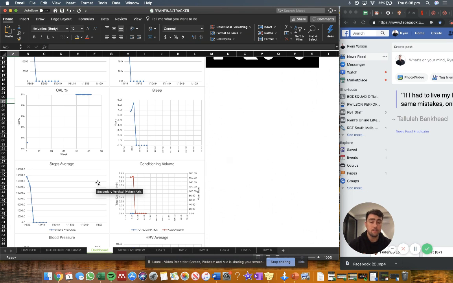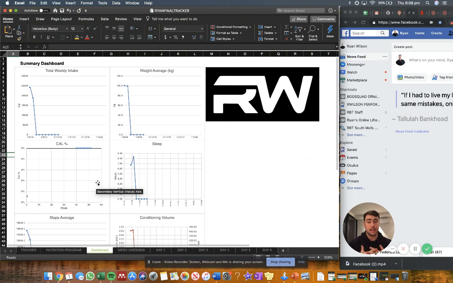So all of these things just help paint a picture in really getting you the best result and being able to easily visually represent that for yourself. In the next track, we're going to cover off the training days and the mesocycle overview.